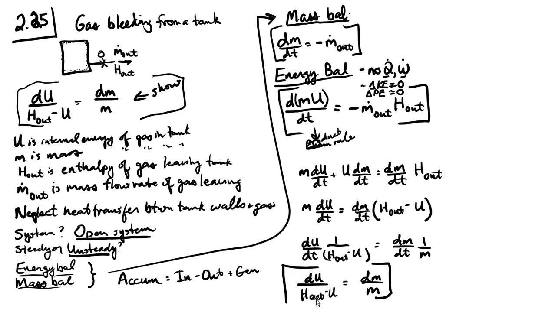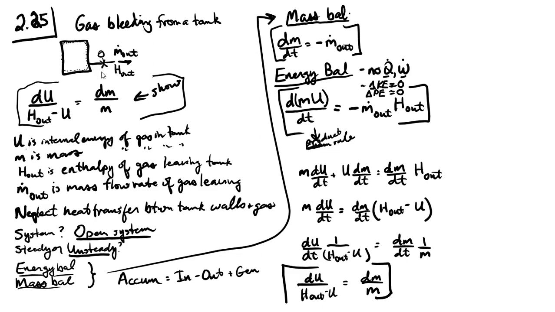Also, your book asks a question: under what conditions can one assume that h out is equal to h? What they mean is, under what conditions can we assume that the enthalpy of the gas that's leaving is equal to the enthalpy of the gas that's in the tank? The answer to that is that the contents of the tank should be well mixed. That is, we don't have temperature gradients, say from the top of the tank to the outlet. There aren't gradients in temperature or pressure or anything like that. The contents are well mixed.